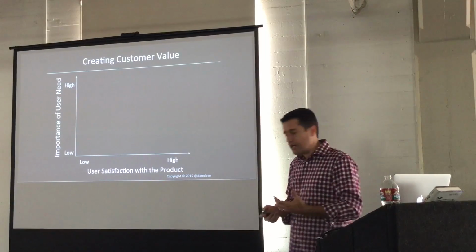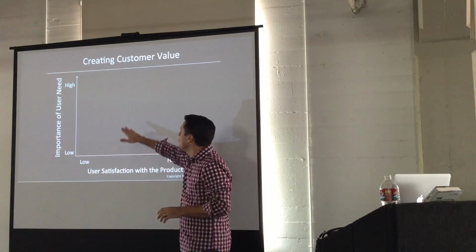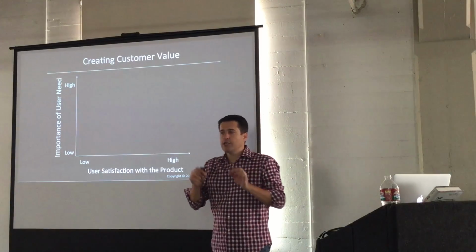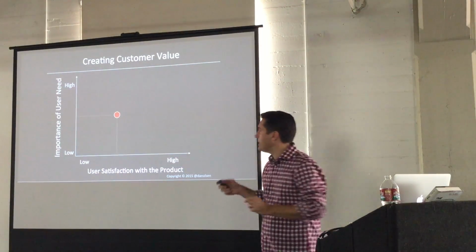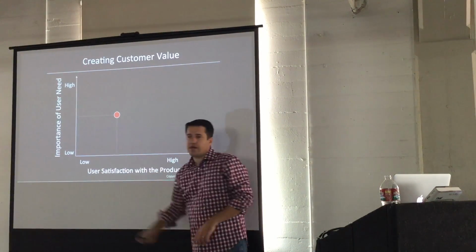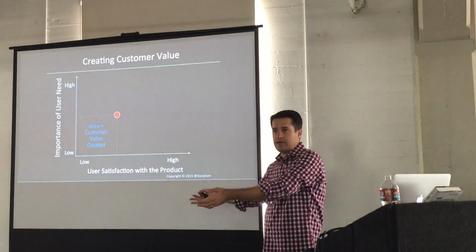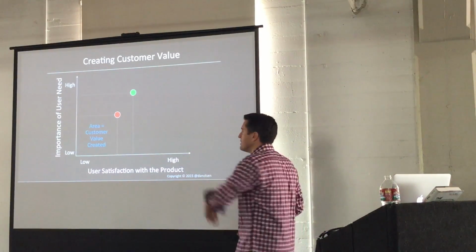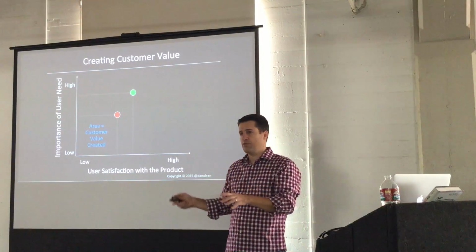Now the thing I like about this framework is that it's very visual. A lot of my frameworks are very visual. What I'm trying to say is the farther you are up and to the right, literally the more customer value that product is creating. So let's say we have a product that's addressing a need with that level of importance, with this level of satisfaction. The area created by that rectangle is how much customer value it creates. And if we had a different product that addressed a higher importance need with a higher level of satisfaction, it would create that much more customer value.